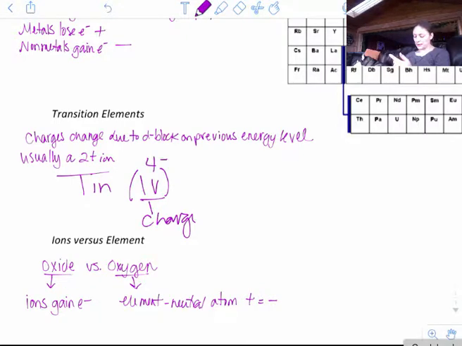So that would mean that that tin is a 4+. If it was tin as it was 2, it would be like this, and that's tin, meaning that it's a 2+ charge. Okay, so that's how they tell you what the charges for things are.